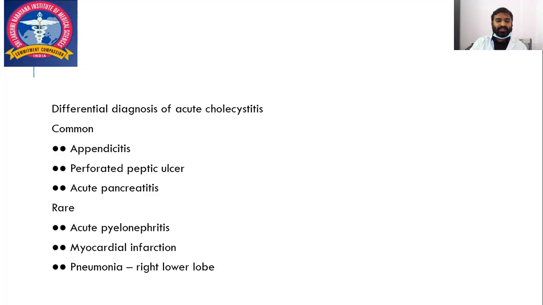There are differential diagnoses for acute cholecystitis, which is when the gallstone is there and inflammation is formed. These are the common differential diagnoses of acute cholecystitis: appendicitis, perforated peptic ulcer, and acute pancreatitis. The rare differential diagnoses are acute pyelonephritis, myocardial infarction, pneumonia, and this is right lower lobe pneumonia.